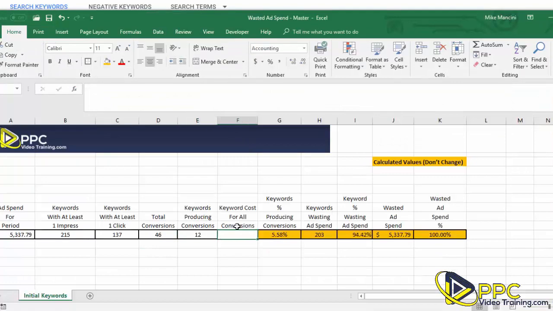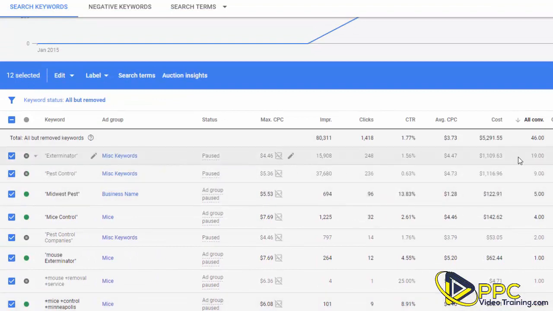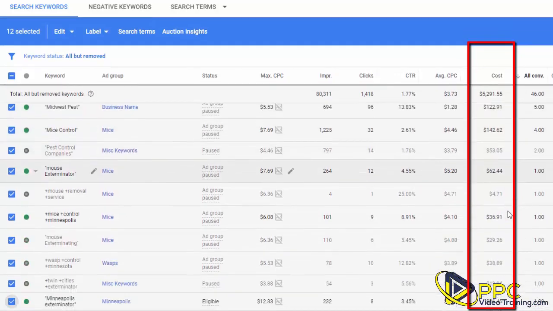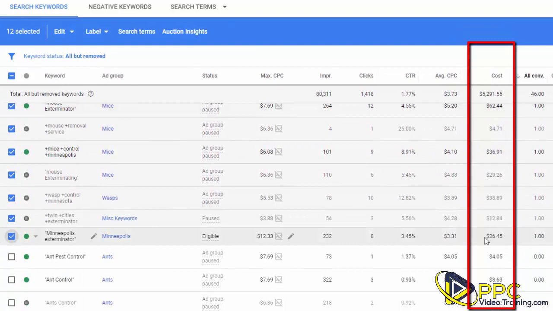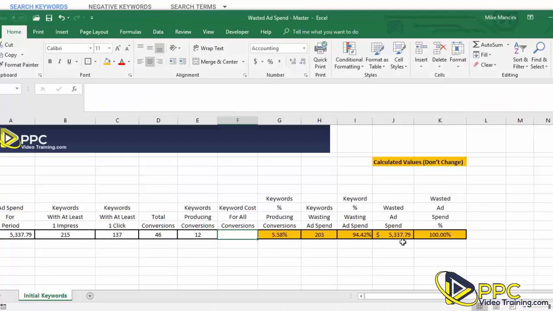Now the keyword cost for all conversions. What I did was I added up this number, 1,109 plus 1,116 plus all of these numbers down to here, because those were the only ones that got conversions, and my total came out to $2,756.67. So what this shows you is the keywords that were producing conversions, only 5% of the keywords produce conversions.